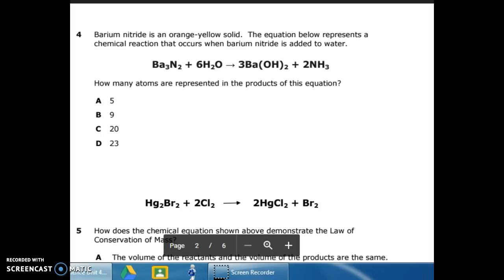A, 5. B, 9. C, 20. D, 22. To answer this question, you're going to list the elements on the product side and then count the atoms. Now remember, you can list the elements and count the atoms on the reactant side if that's easier for you. This equation is balanced, so you should have the same number of atoms of each element on both sides.